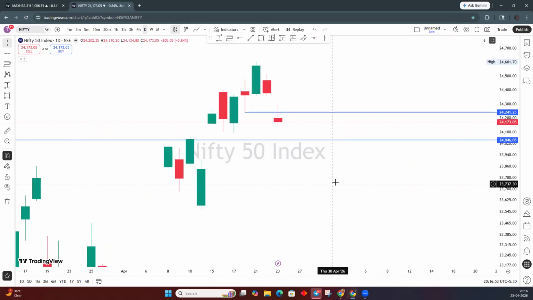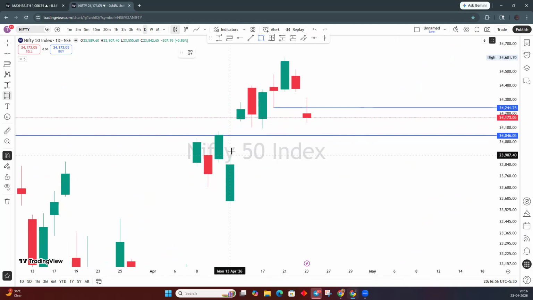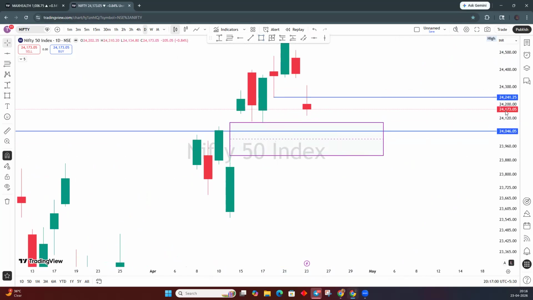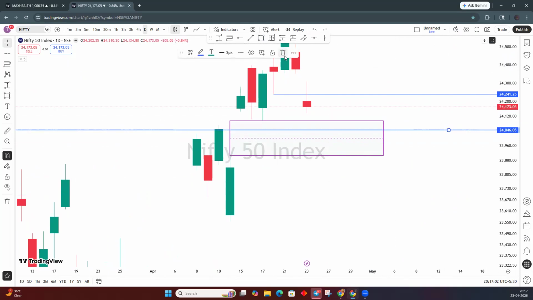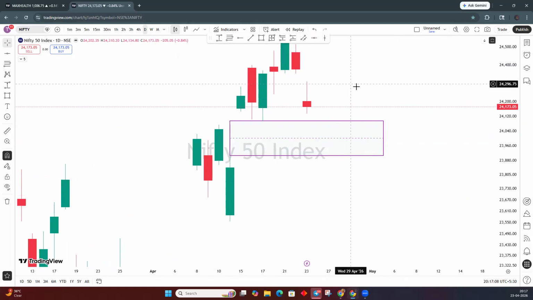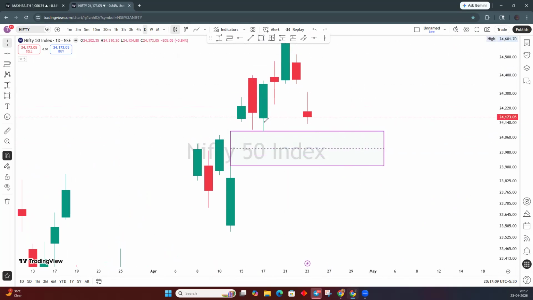Moving forward, we have a gap left which is to be filled by the market. If you see the levels, the main mid level is 24,000, the exact level. If tomorrow the market goes downside on a closing basis, because the closing is bearish, your view should be sell on rise.